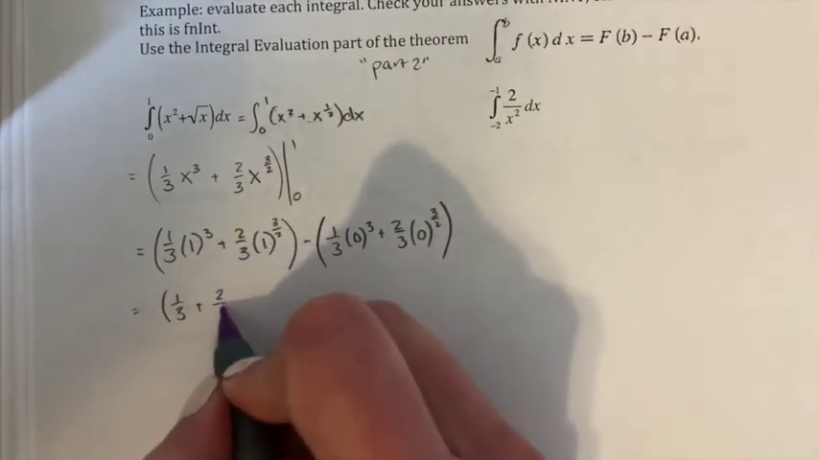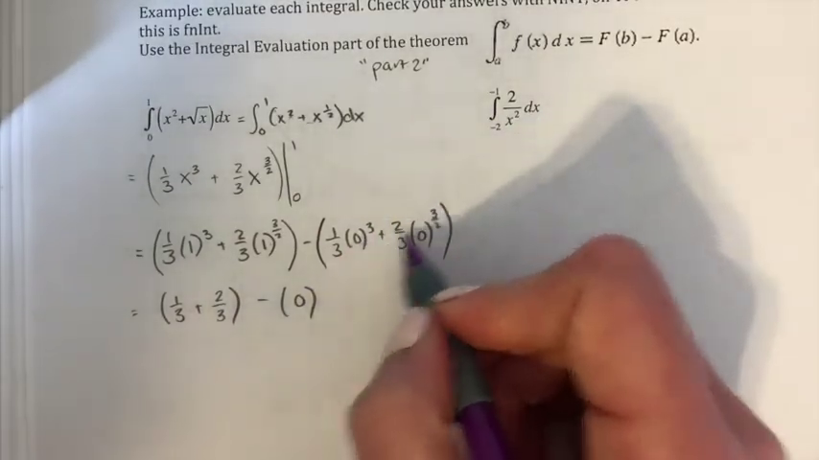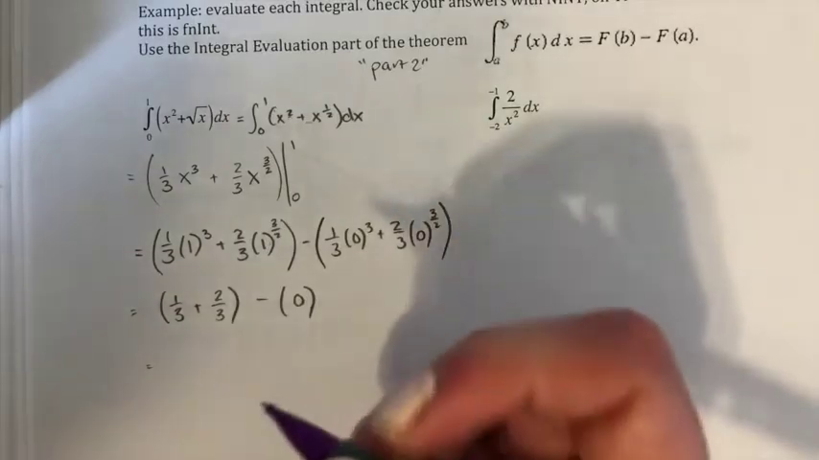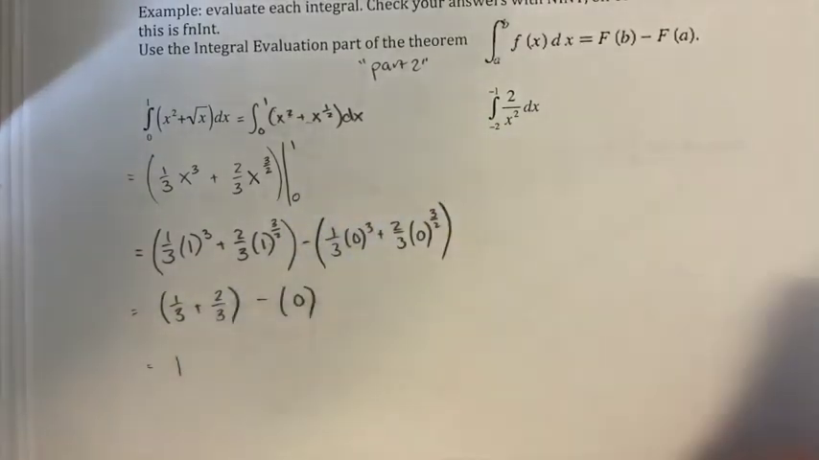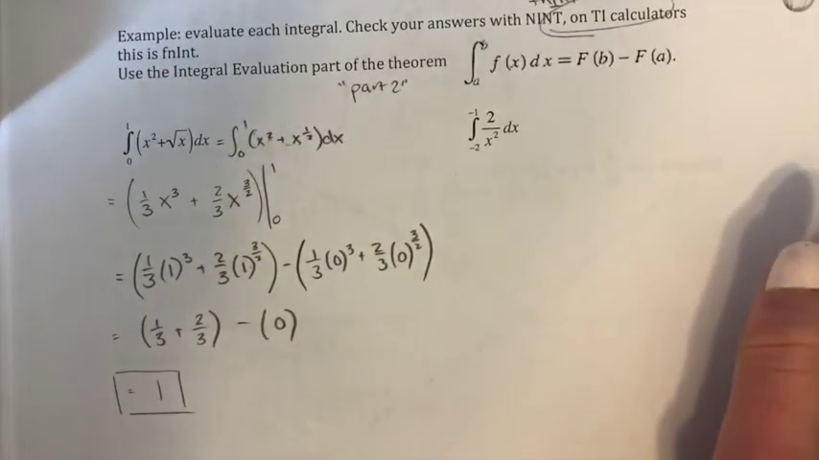plus 2/3 is 2/3. And then all of this is just a 0, right? Because 0 times anything is 0. So 1/3 plus 2/3 is 3/3, so this answer is just 1. And we can check that on our calculators.